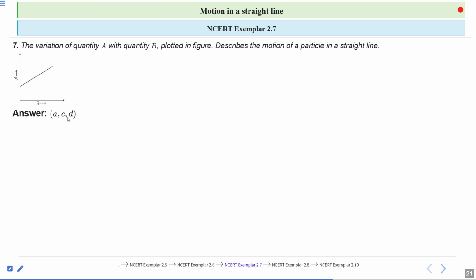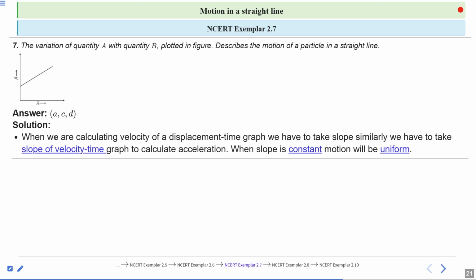So correct options are A, C, D. Solution. When we are calculating velocity from a displacement time graph, we have to take the slope. Similarly, we have to take the slope of a velocity time graph to calculate acceleration. It means that by calculating the slope of the velocity time graph, we will calculate the acceleration. When slope is constant, motion will be uniform.